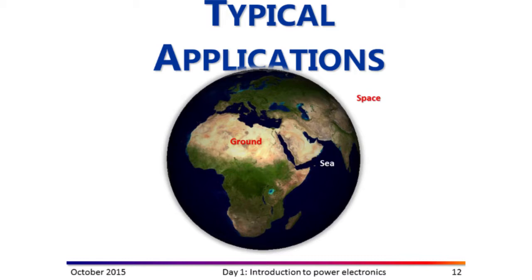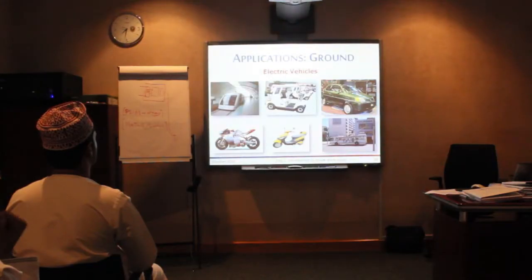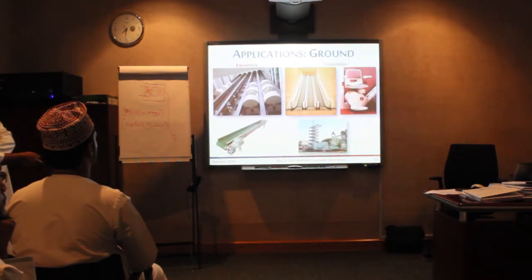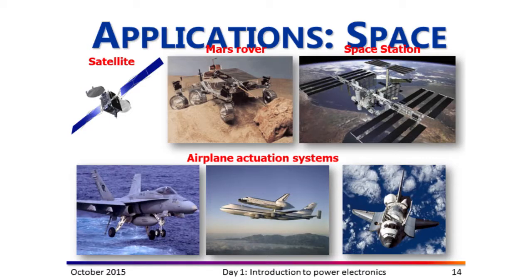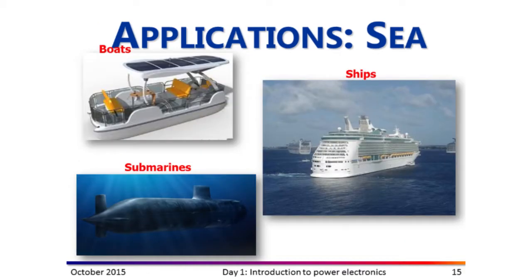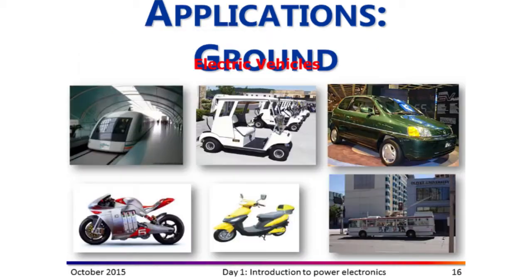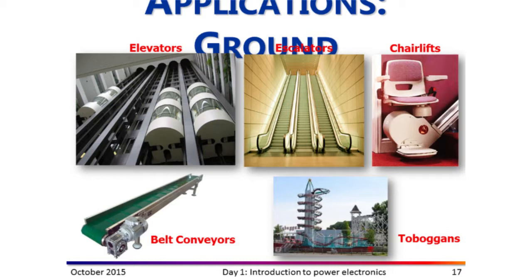In the sea, in different places, boats, ships, submarines, and on the ground, you can see it in electric vehicles, escalators, whatever you name it. So there are many applications of power electronics, even in robotics. In the oil industry, you can find lots of applications, especially to control the motors and also the fluid pumps.